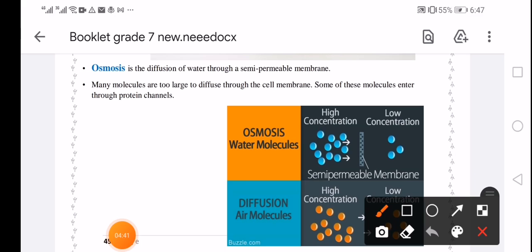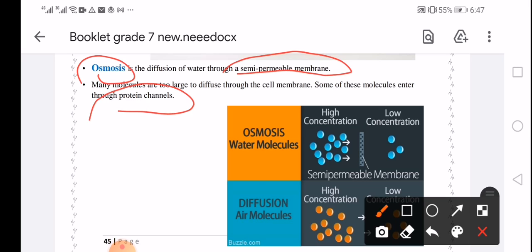Osmosis is the diffusion of water through a semi-permeable membrane. Many molecules are too large to diffuse through the cell membrane. Some of these molecules enter through protein channels.